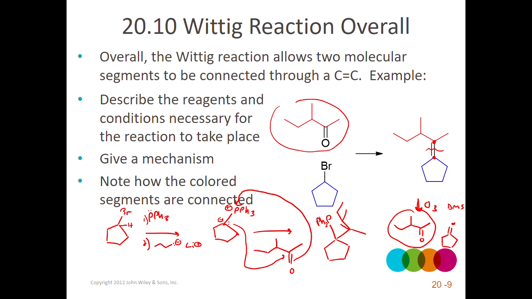And the oxygen is going to be connected to the phosphorus. So that's the four-membered ring that forms. Then the oxygen rips the electrons away from the carbon, and the carbon rips electrons away from the phosphorus due to the electronegativity differences, and that produces the pi bond and the triphenylphosphine oxide, which is then a separate byproduct.